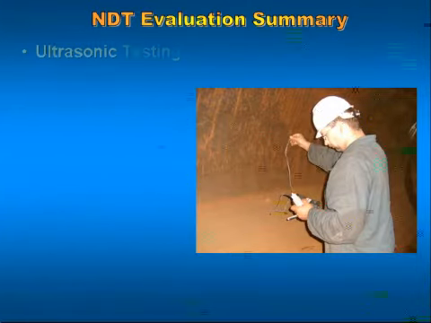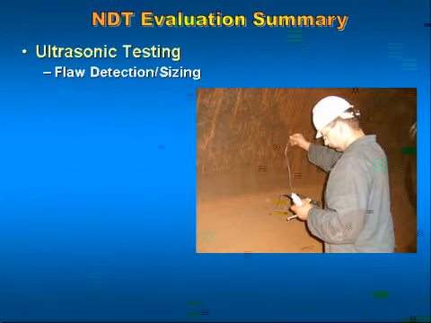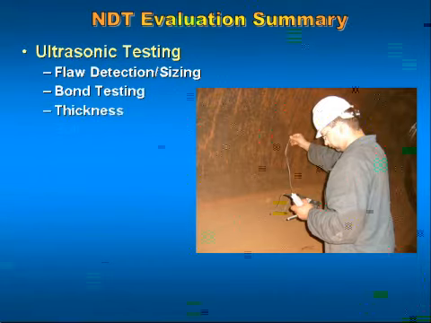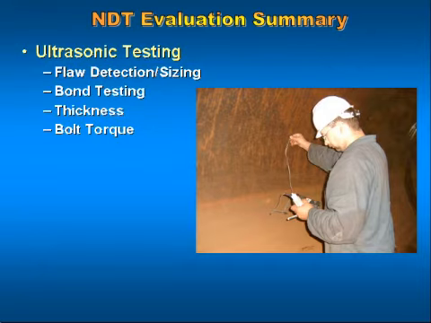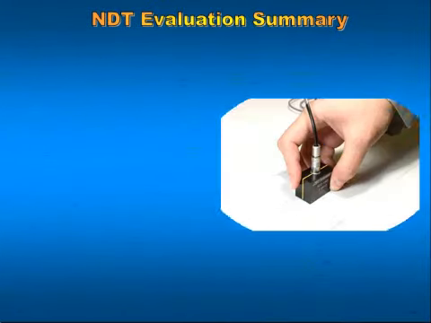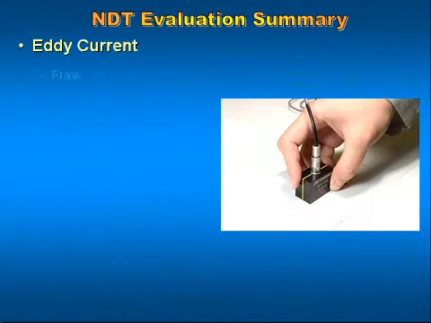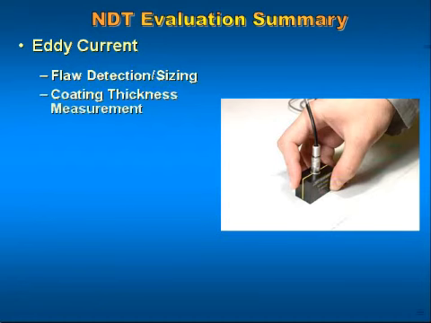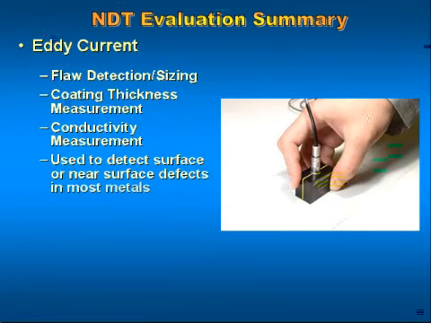Next is ultrasonic testing. The reasons ultrasonic testing is used are flaw detection sizing, bond testing, thickness testing, and bolt torque testing. Finally, there's eddy current testing. Eddy current testing is used for flaw detection sizing, coating thickness measurements, and conductivity measurements.